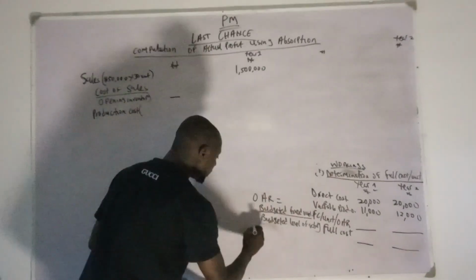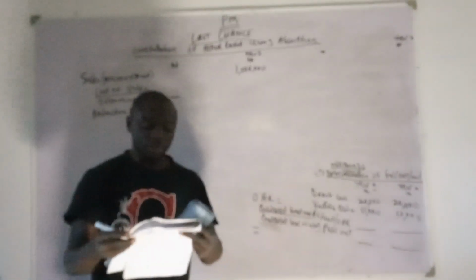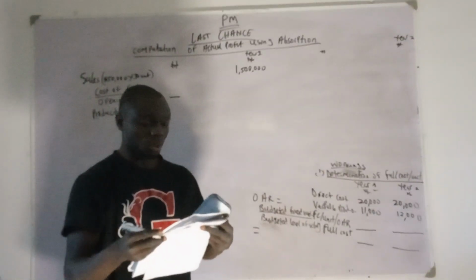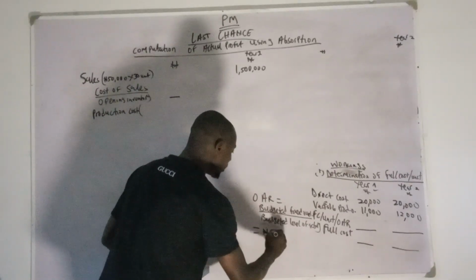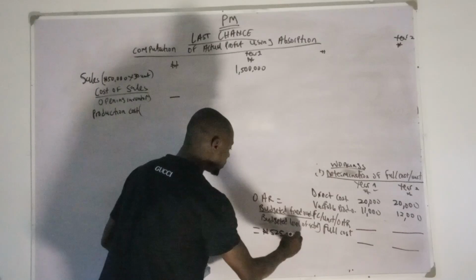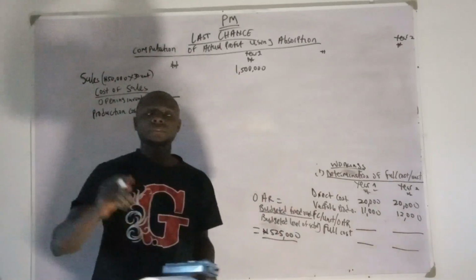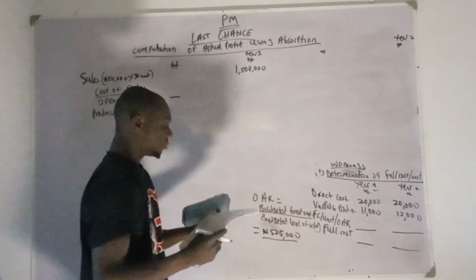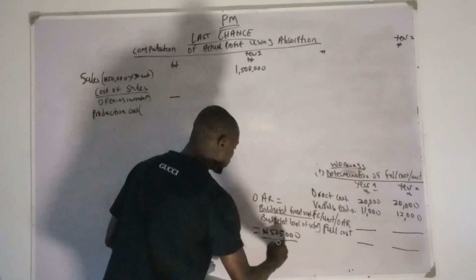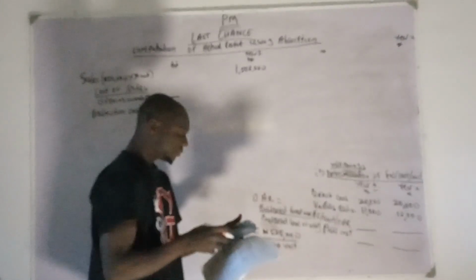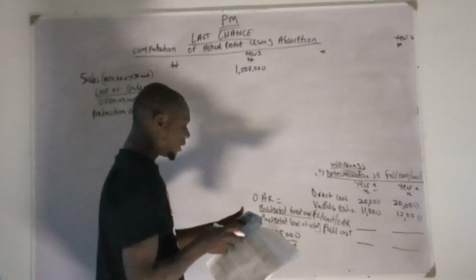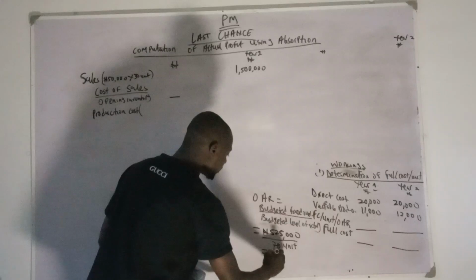Now, what is the budgeted fixed production overhead? This is 525,000, right? Budgeted level of activity is 70 units. So what do we have? 525,000 divided by 70. So this is what?